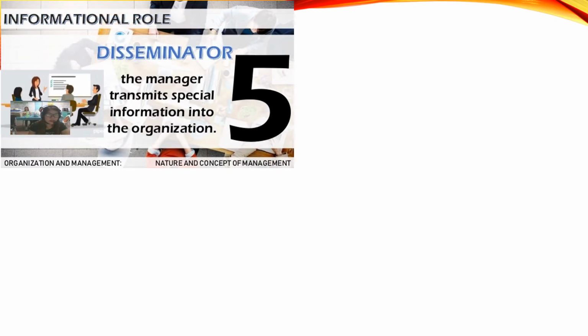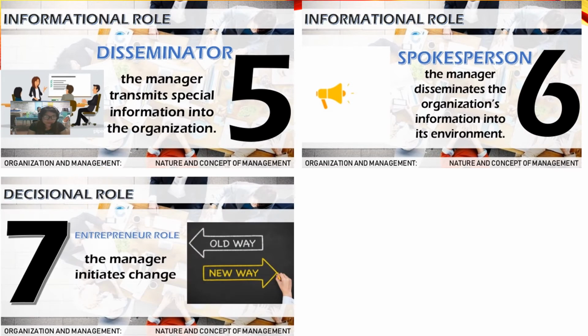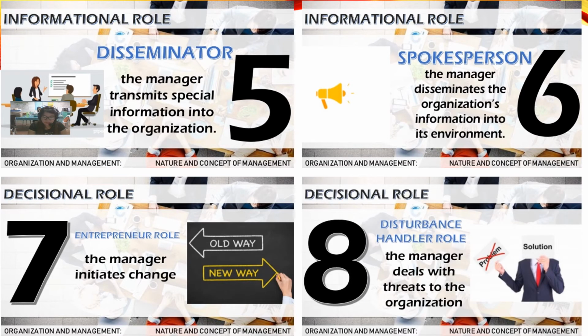Then we have disseminator. The manager transmits special information into the organization. Next, we have spokesperson. The manager disseminates the organization's information into its environment. Decisional roles. The manager initiates changes. Then we have disturbance handler role. The manager deals with the threats to the organization.